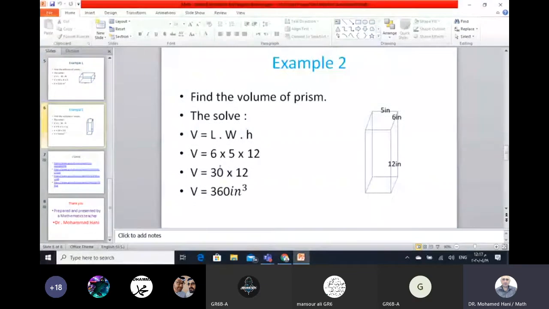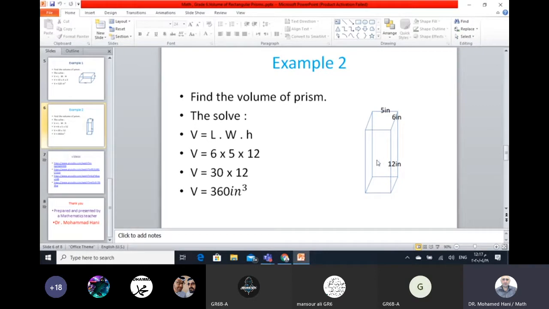Example 2. Find the volume of the prism. Look at this figure. As you see here, the base is a rectangle, which means I have a rectangular prism. For the dimensions, here I have the height. This is the height. And this is the length. And here the width. So H equal 12, L equal 6, and W equal 5.